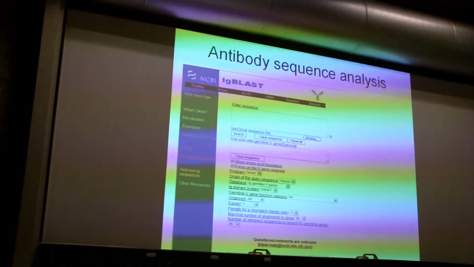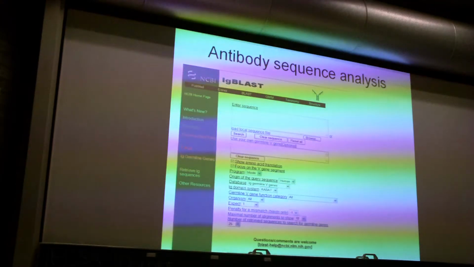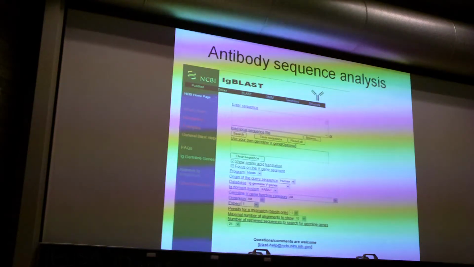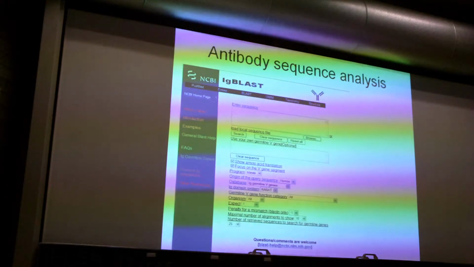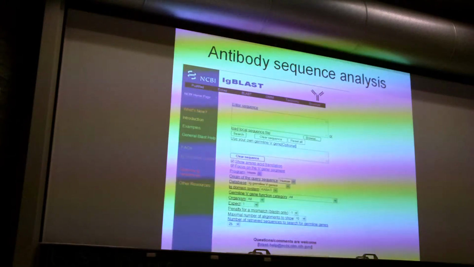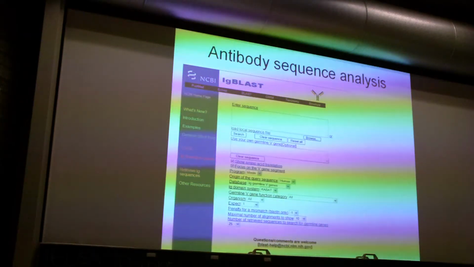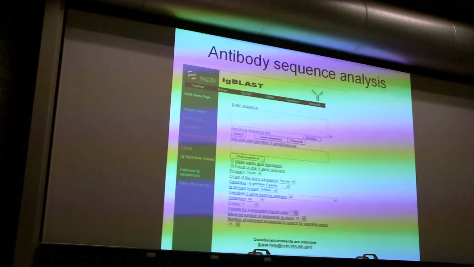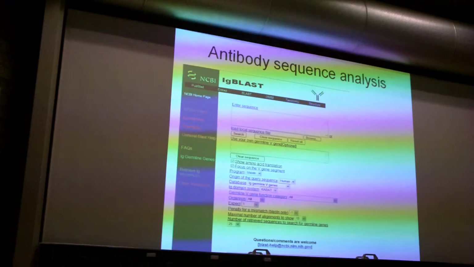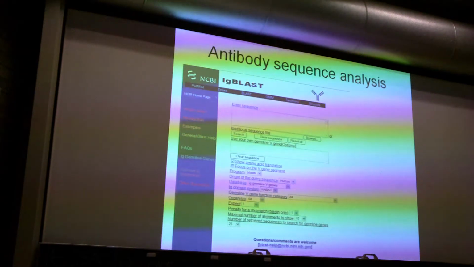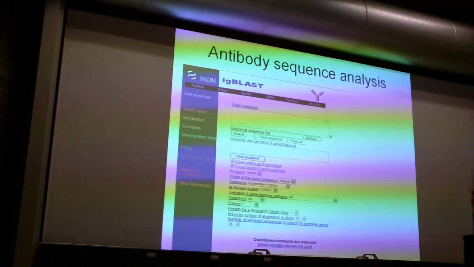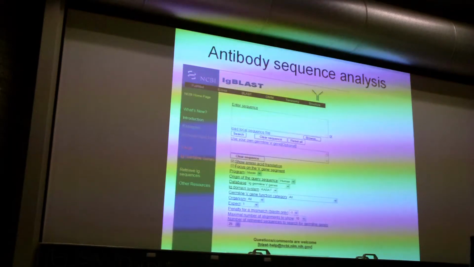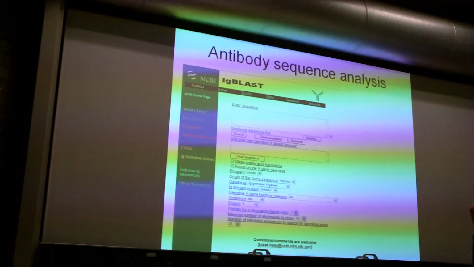So how do you analyze the results? Most genes you can just blast. It's very easy. You will find very fast what kind of protein or gene you're looking at. With antibodies, slightly more difficult because they're extremely variable. I mean, they're designed to be variable. So if you want to compare antibody sequences, you can use from the NCBI website the IgBlast database to compare your antibody sequence to those that have already been described.